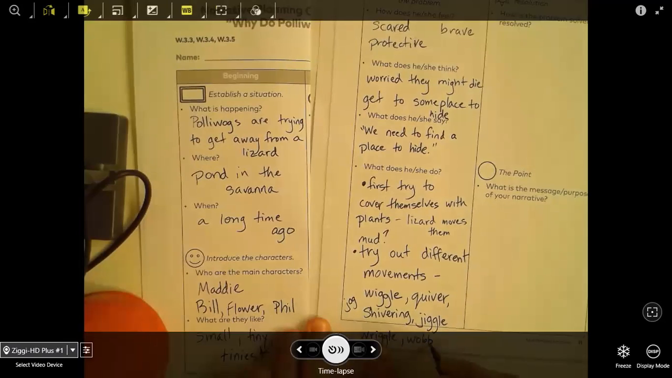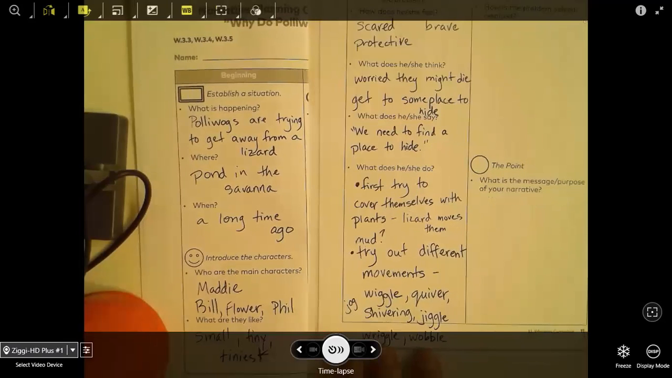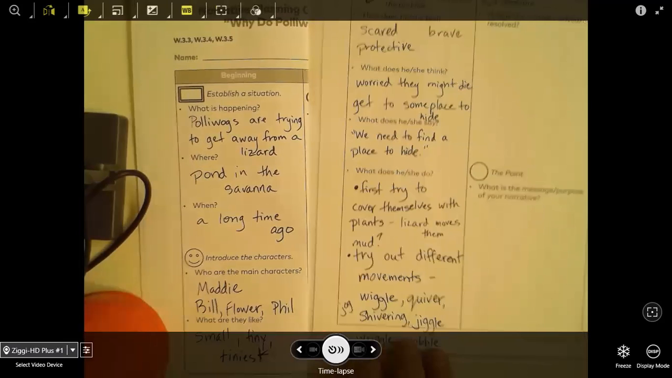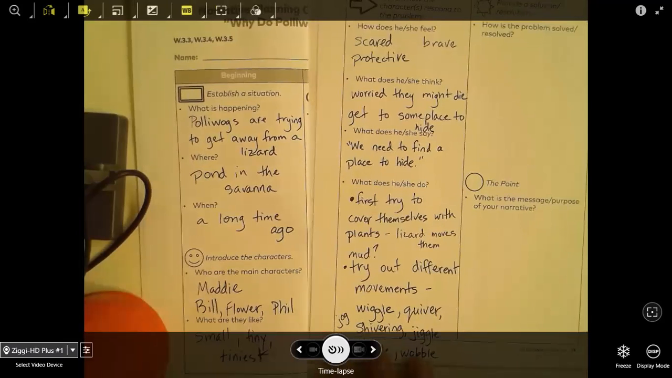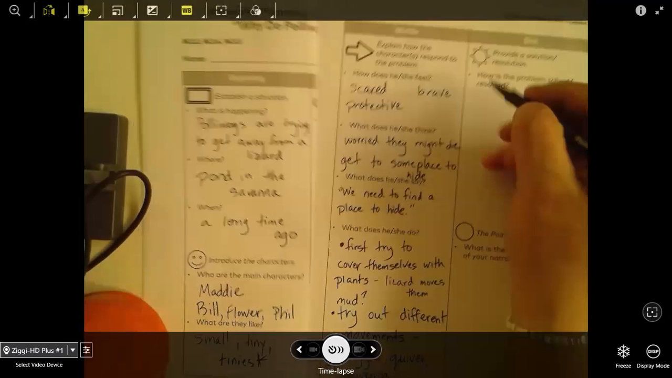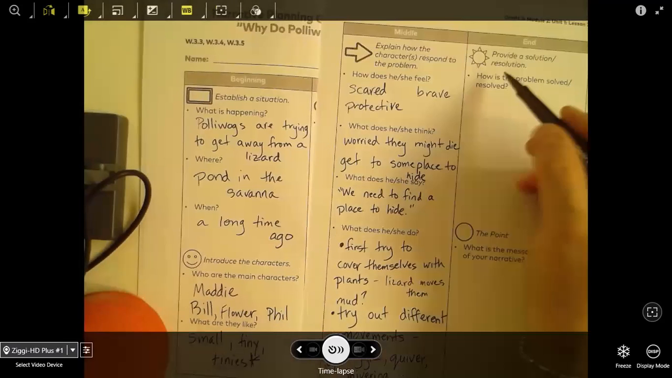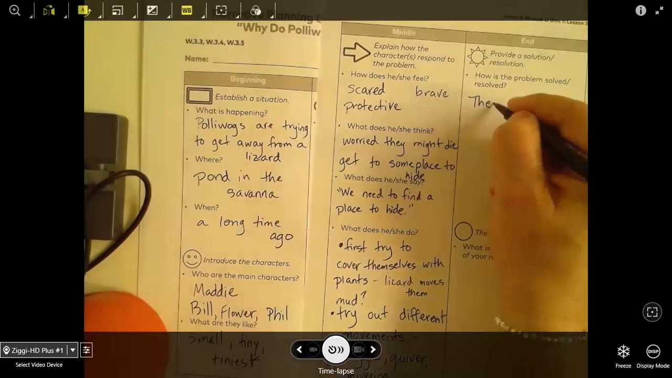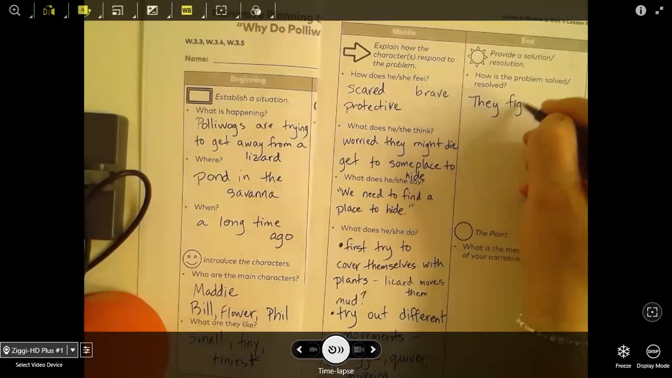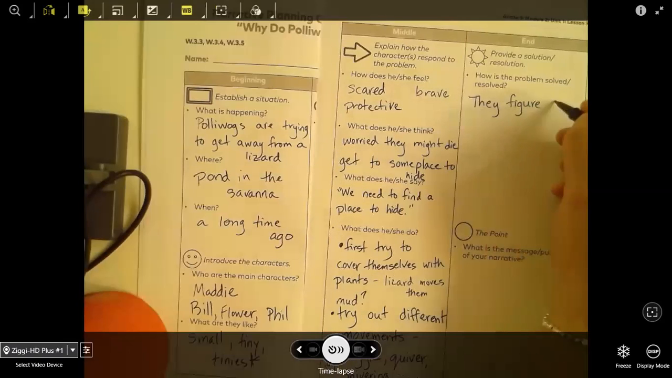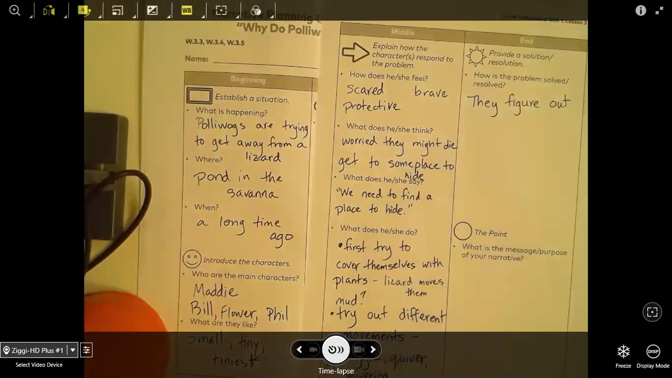All right. Do we have some good motions here? Yes. Are they going to be able to get away from? Do you think? Yes. So here's our solution. So we're gonna get to that idea. How's the problem solved? They figure out how to do what? No, they figure out how to swim, right?